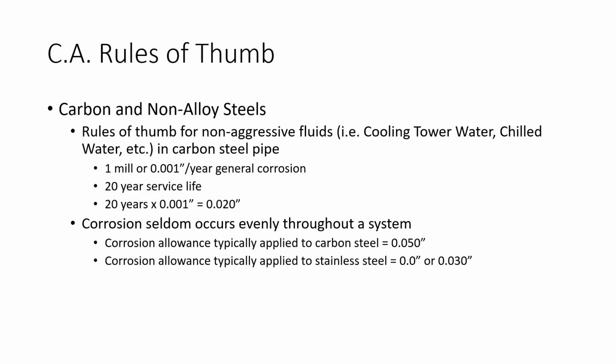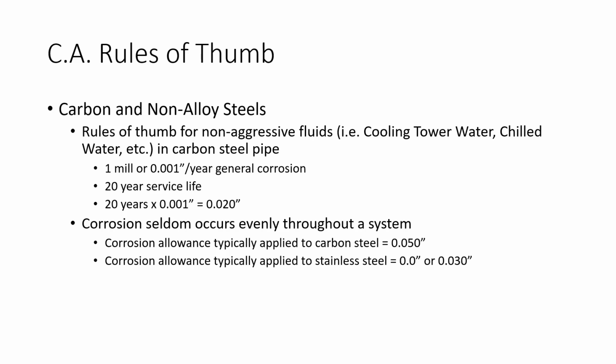A rule of thumb for non-aggressive fluids such as cooling tower water, chilled water, etc. in carbon steel is to assume 1 mil or 1/1000th of an inch per year of general corrosion. Applying that to a 20-year service life, it would work out to a material loss of 0.02 inches, meaning that you should expect a minimum general material loss of 0.02 inches over the life cycle of the piping system.